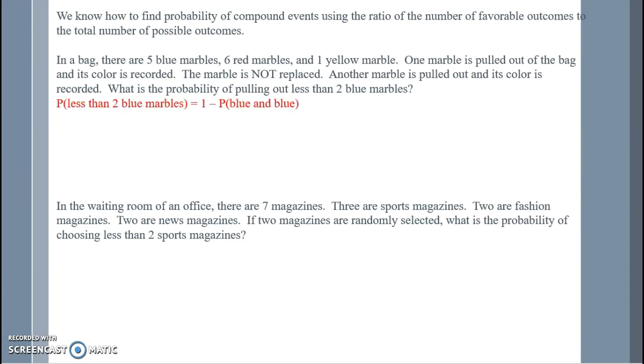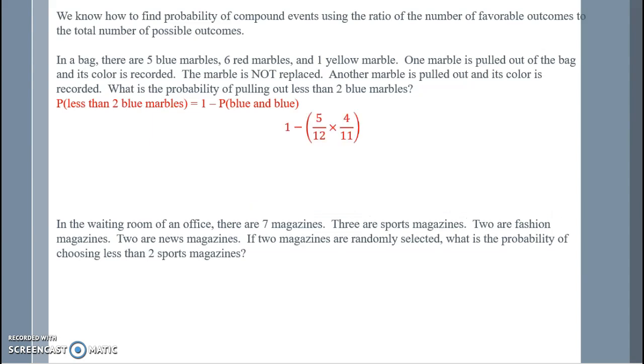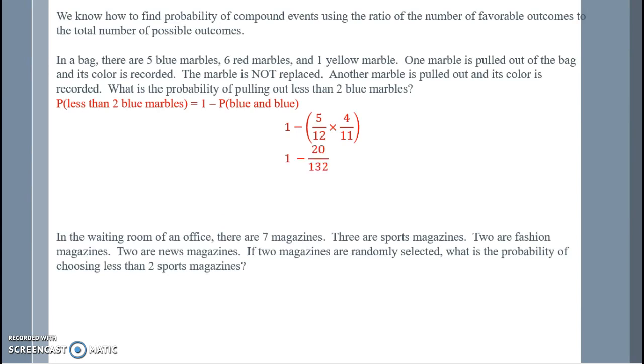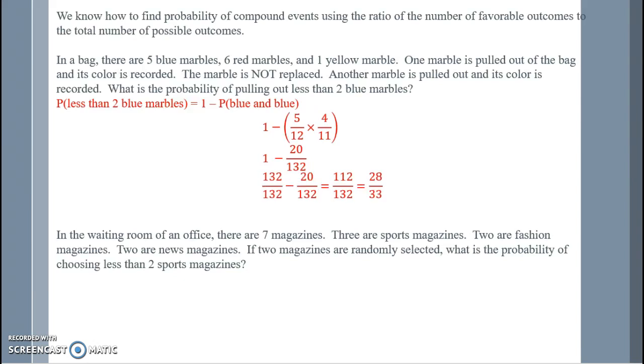Well, pulling out less than 2 blue marbles would be the opposite or the complement: 1 minus the probability of both of them being blue. So if they both were blue, we'd have 1 minus, there's 12 marbles altogether. 5 out of 12 for the first choice, we would have 11 left and only 4 blue ones considering we already took a blue one out. So 1 minus 20/132nds. So 132 over 132 minus 20/132nds is 112/132nds, which is 28 over 33.